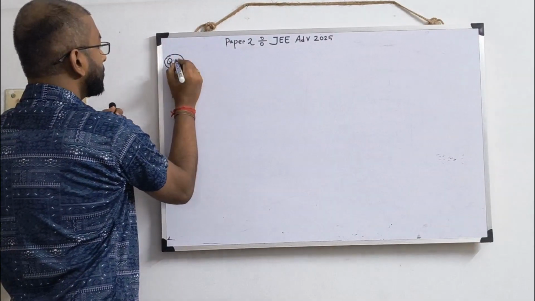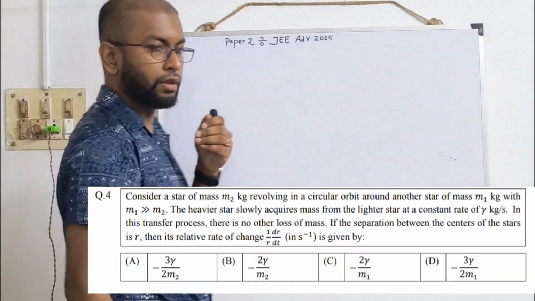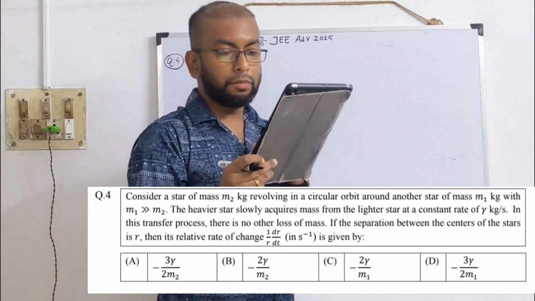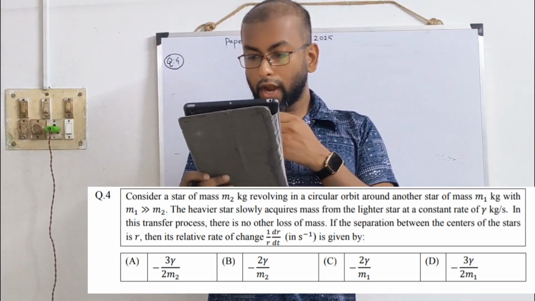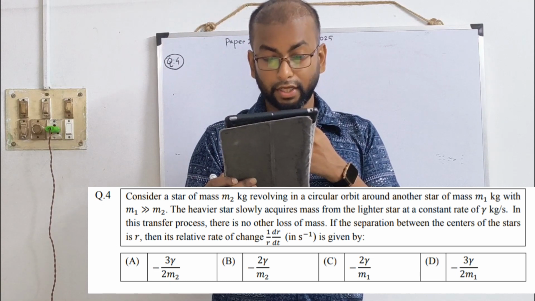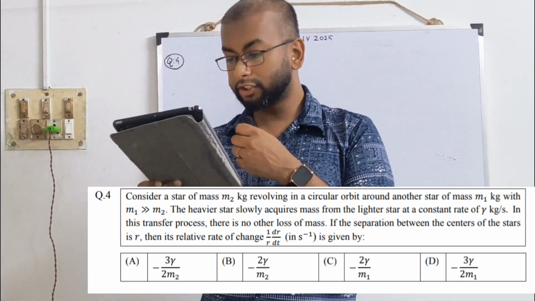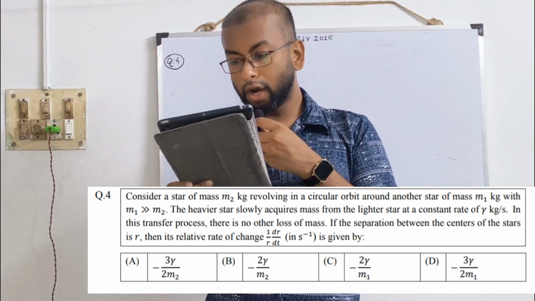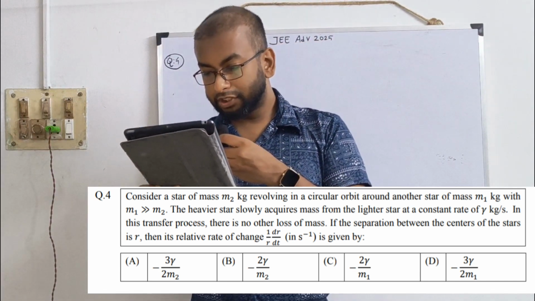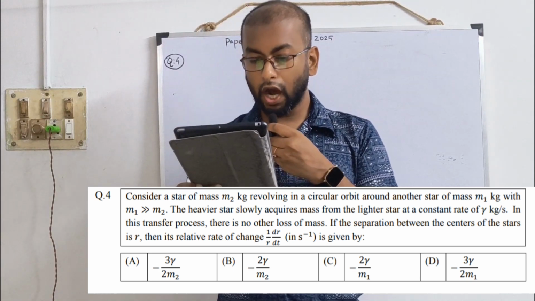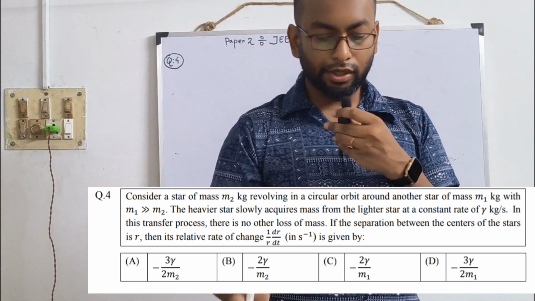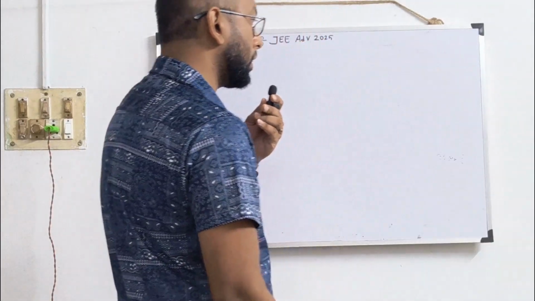Okay, we'll go to our next question, question number 4, and let us read the question. Consider a star of mass m2 revolving in a circular orbit around another star of mass m1 with m1 very much greater than m2. The heavier star slowly acquires mass from the lighter star at a constant rate of gamma kg per second. In the transfer process there is no other loss of mass. If the separation between the centers of the stars is r, then its relative rate of change 1 by r into dr dt is given by. I have to find out the value of 1 by r into dr dt.